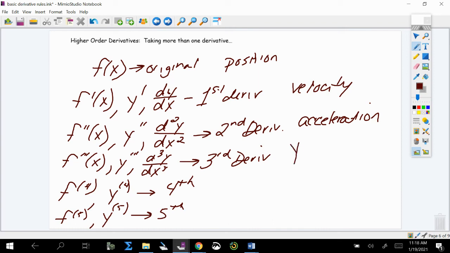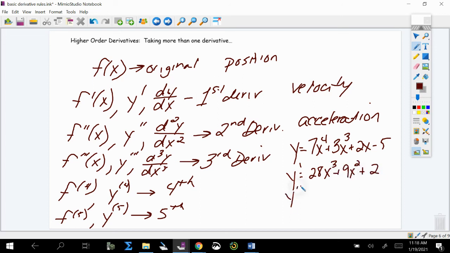And polynomials are the absolute easiest to derive many times. So let's do 7x to the fourth plus 3x to the third plus 2x minus 5. So my first derivative, just power out front, power one less, power out front, power one less. And then my second derivative gets a little easier. You will end up with some bigger coefficients though. So you've got to do 3 times 28. What is that? 84x squared plus 18x.